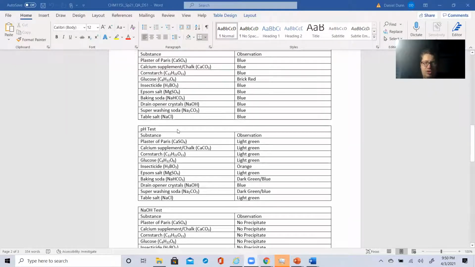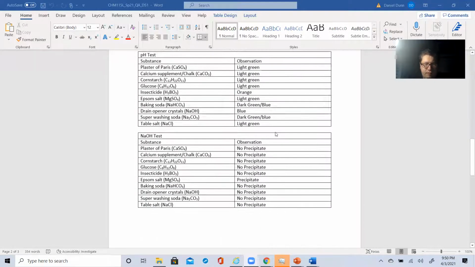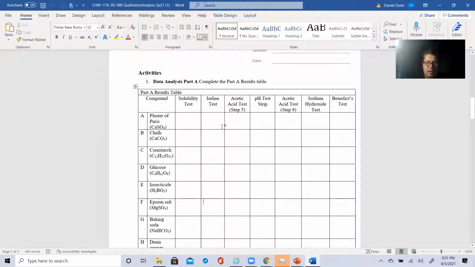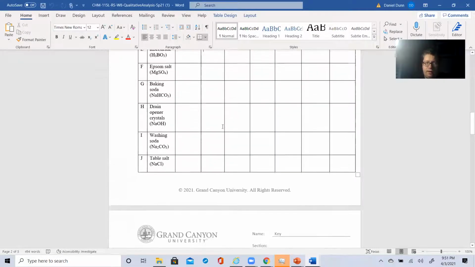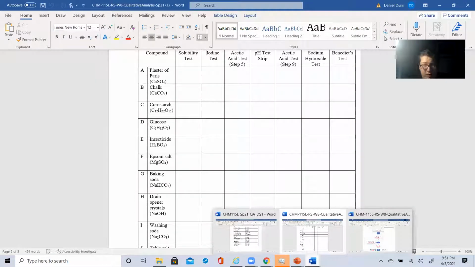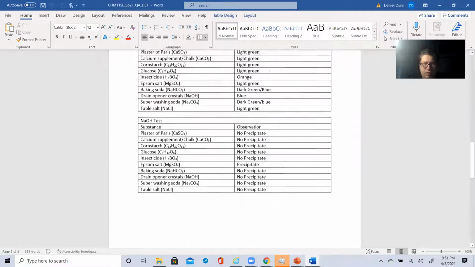Okay. pH test. Everything has a pH. Just tell me the pH of it. NaOH test. We're adding NaOH. This tells me if it's an acid or not. Precipitate. So no precipitate means no reaction. Put that. Put precipitate. Remember, all of this is going inside of these boxes here. If there is no result, you could put NA, or you could put no results.